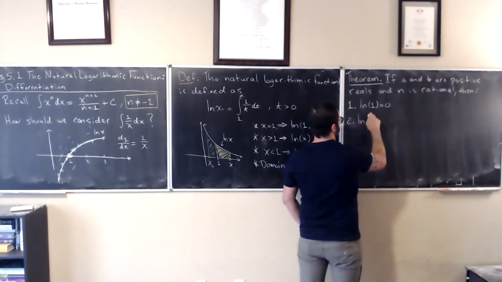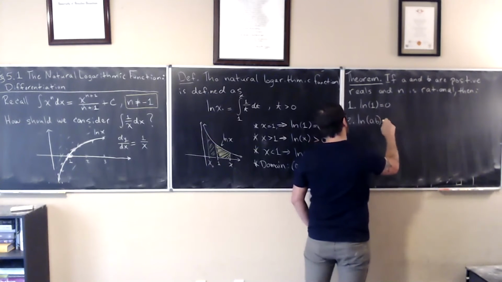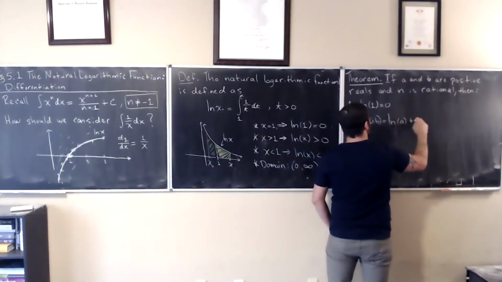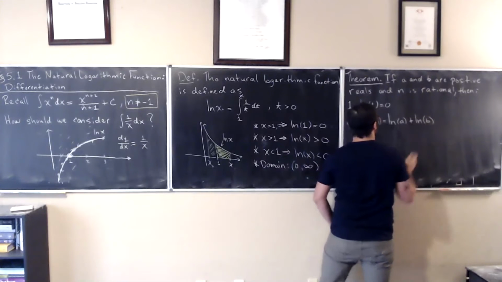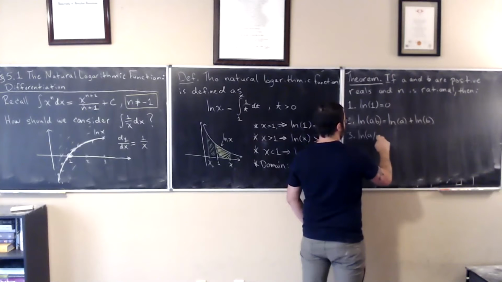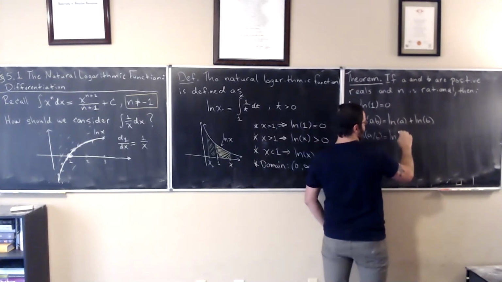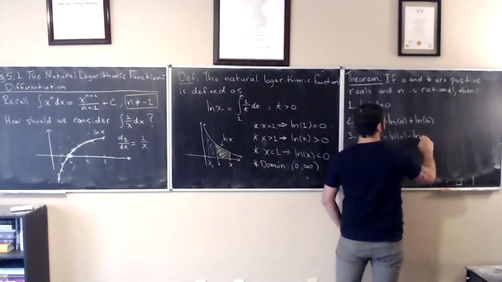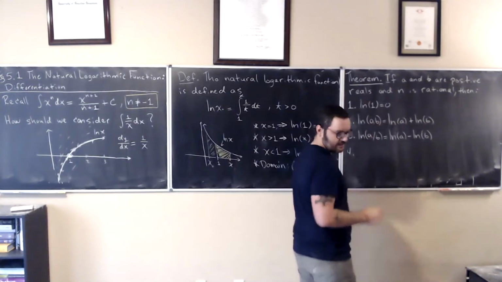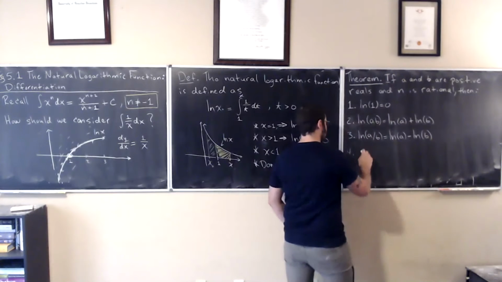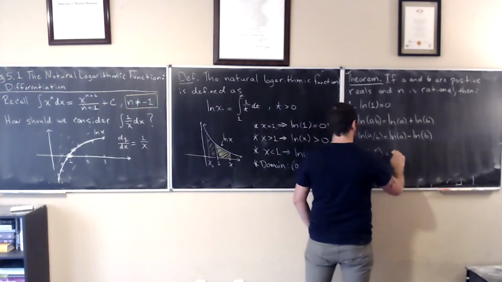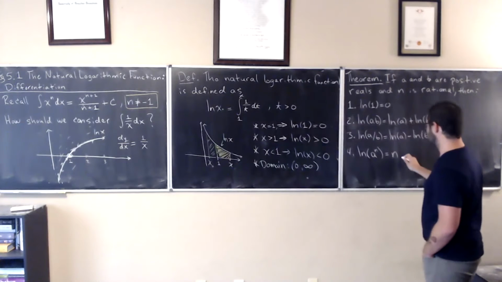2, the natural log of A times B is equal to the natural log of A plus the natural log of B. 3, the natural log of A divided by B is equal to the difference of the natural logs. And then finally, 4. So ln of a to the power n, you can take down that rational, write it as follows.